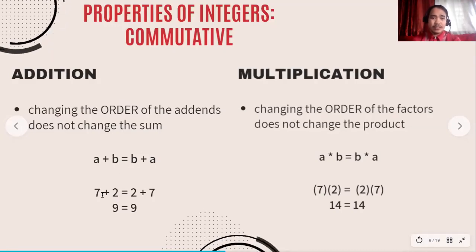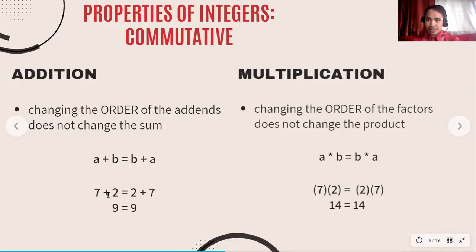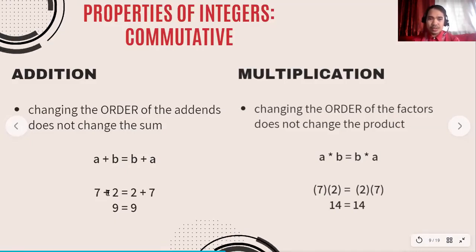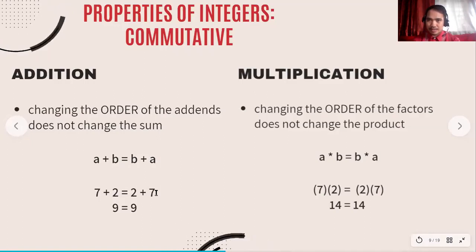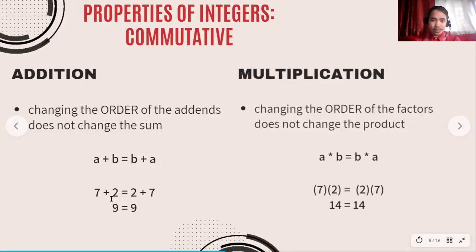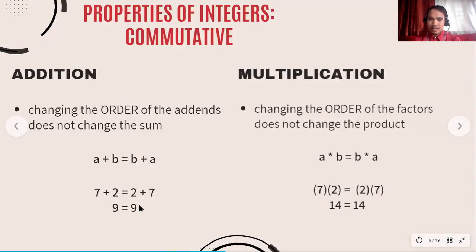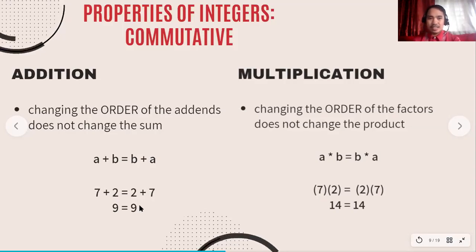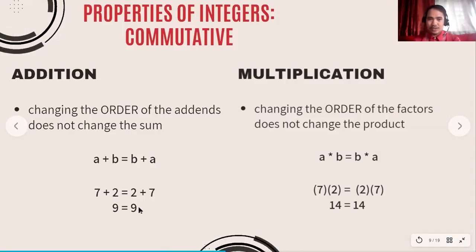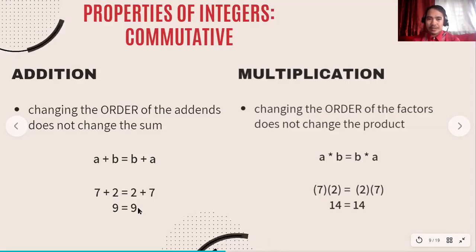Now, given the integers 7 and 2, 7 plus 2 is equal to 2 plus 7. If we are going to evaluate this one, 7 plus 2 is equal to 9. Same goes to the other side, 2 plus 7 is equal to 9. So as you can see, class, it does not change. The value will never alter after all.